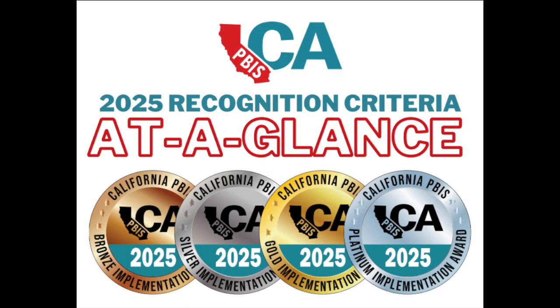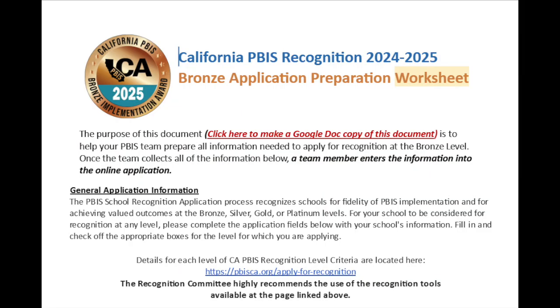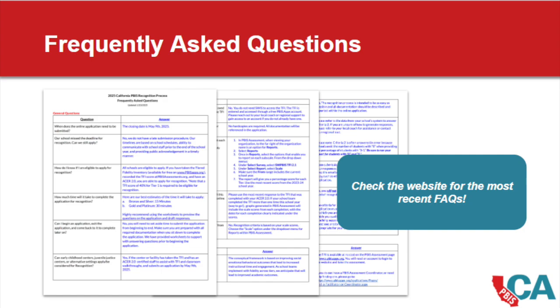As a reminder, the California PBIS recommends that all applying schools review the Criteria at a Glance and the criteria videos and complete the recognition worksheet before applying for recognition. Many schools also find the Frequently Asked Questions document helpful. These tools can be found at the website www.pbisca.org.